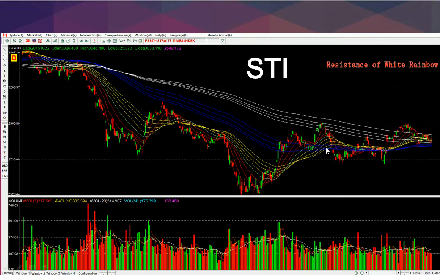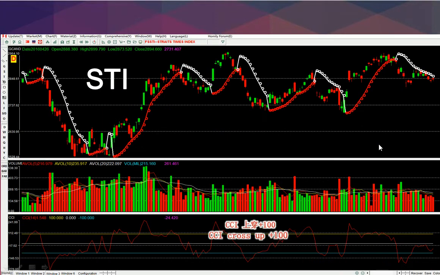Okay, so this is the daily chart. And see this one, this one is the STI index, with the CCI. This is the STI daily chart. For the daily chart, it's still the white circle, right? If you see the white circle turn to the red circle, it means the short term is good. Then this is the CCI. If you see the CCI cross up 100, it means the market is good, is strong.